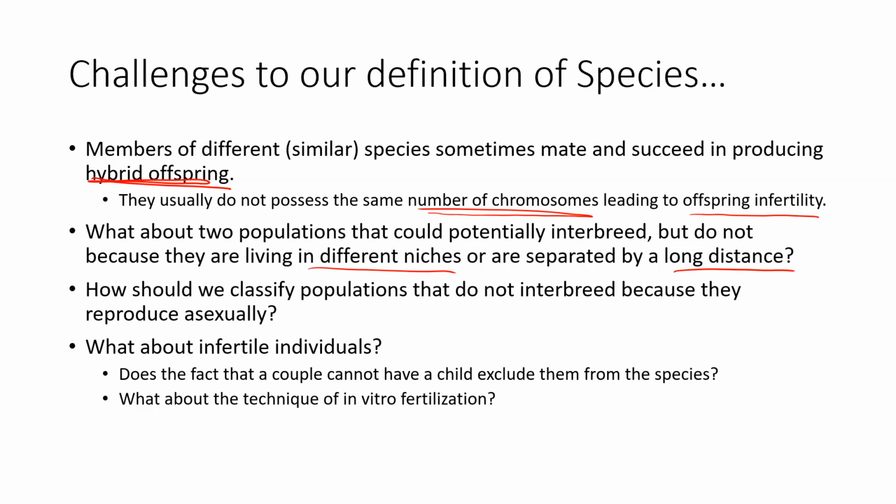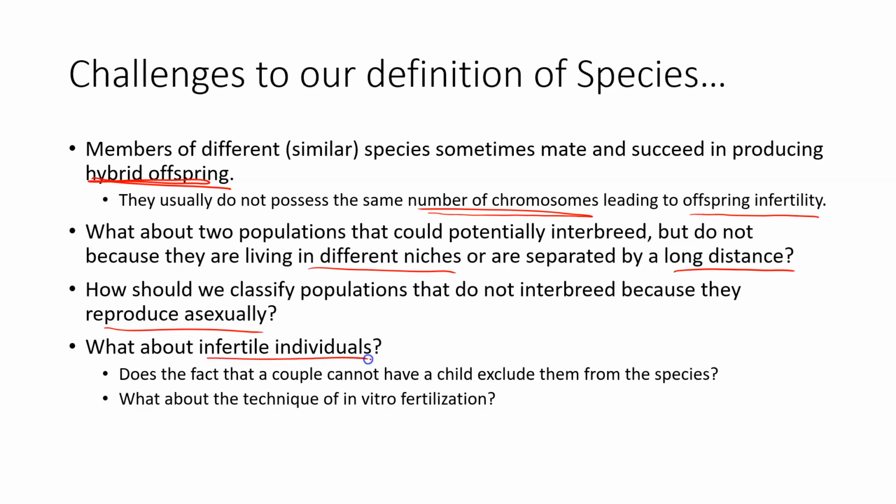How should we classify populations that do not interbreed because they reproduce asexually? There are a lot of organisms, both prokaryotes and eukaryotes, that reproduce asexually, and so if they are not reproducing in the same capacity as other organisms, are they considered a species? Even though they have different reproductive protocols and different reproductive processes, I think they are. But that's up for debate.